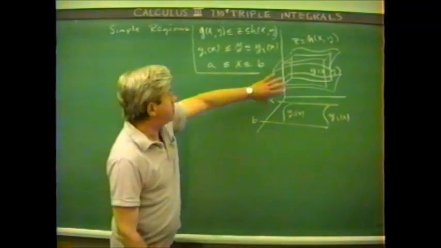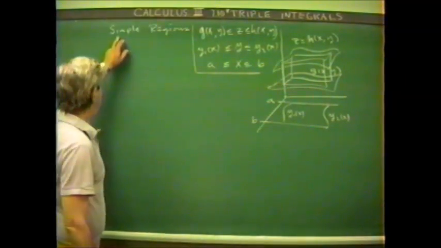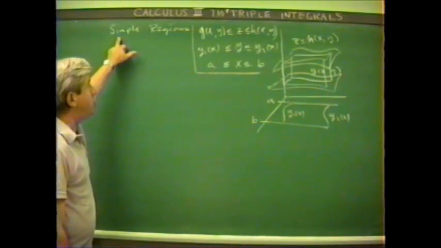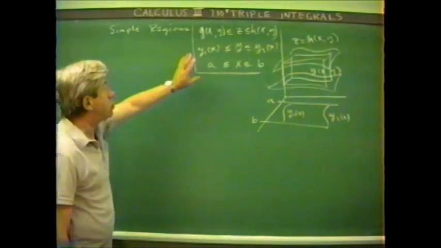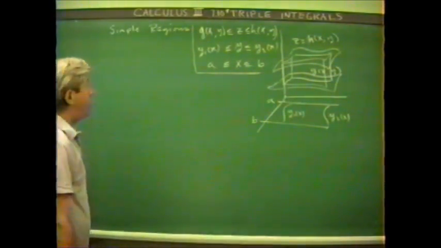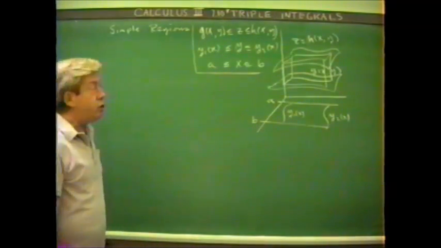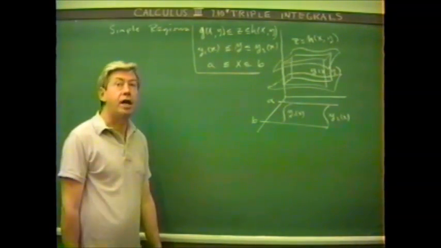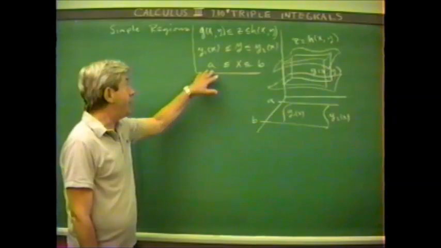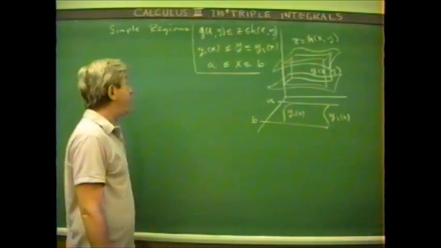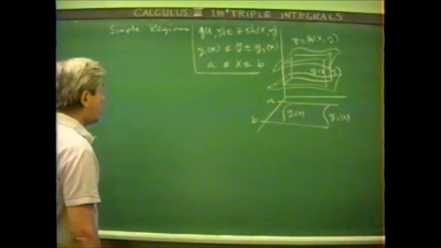And now by turning this around in various directions, you get the possibility of 6 simple types of regions, or 6 ways to describe a simple region. If the region isn't simple, what you want to try to do is break it up into regions which are simple, integrate over each of those regions, and add up the resulting integrals. Let's take a look at an example here.